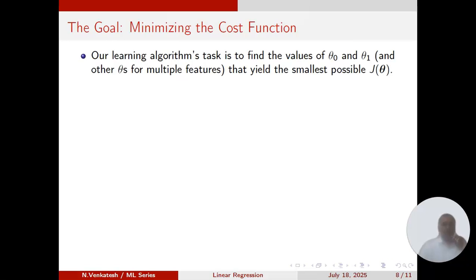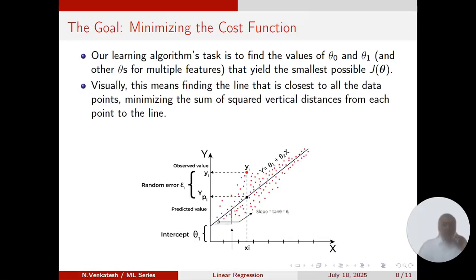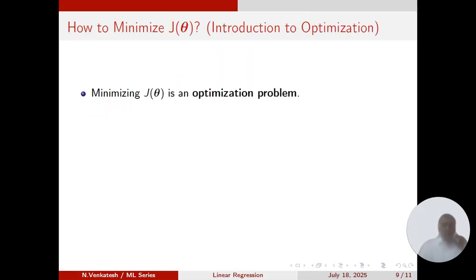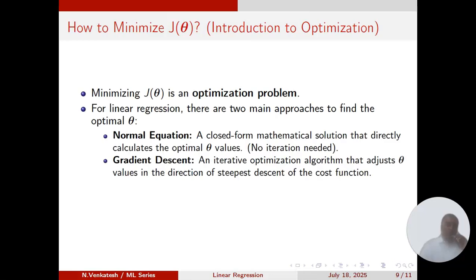Now, let us formally define this learning task. You are given a data set. The learning algorithm's task is to find theta naught, theta 1 that yields the smallest J of theta, that is, the smallest cost function or smallest mean squared error. Now there are two approaches. One is the normal equation and the other one is gradient descent.